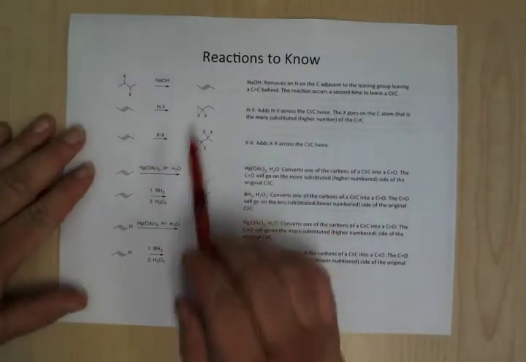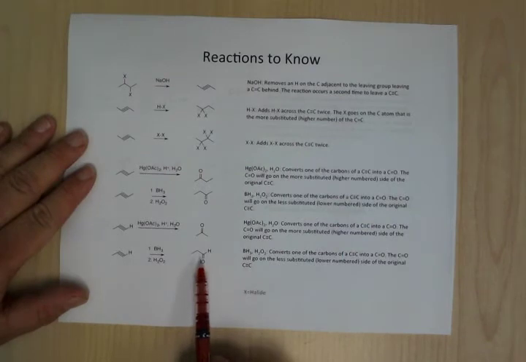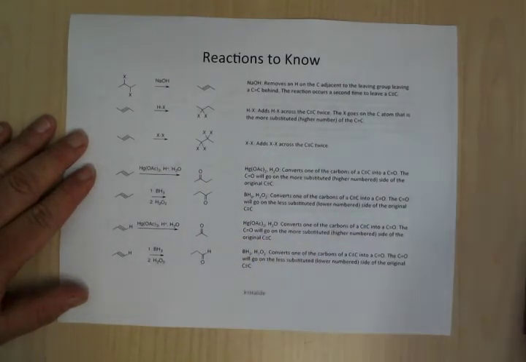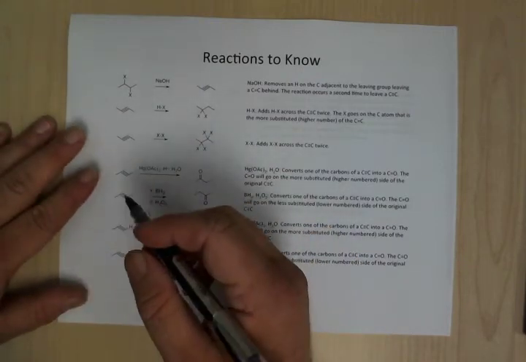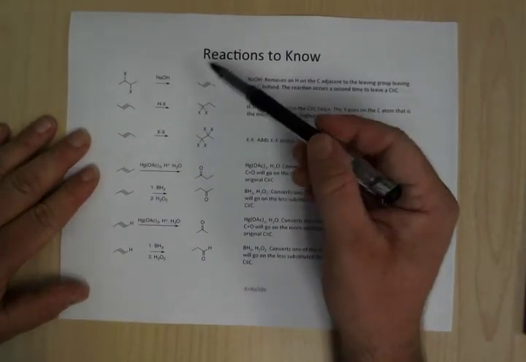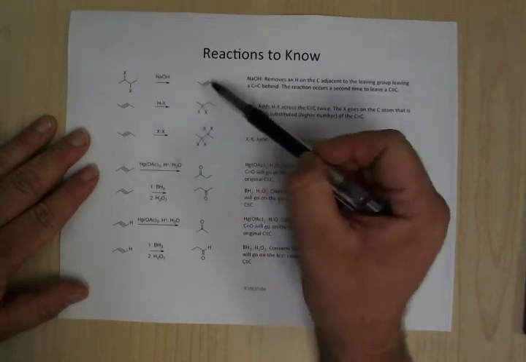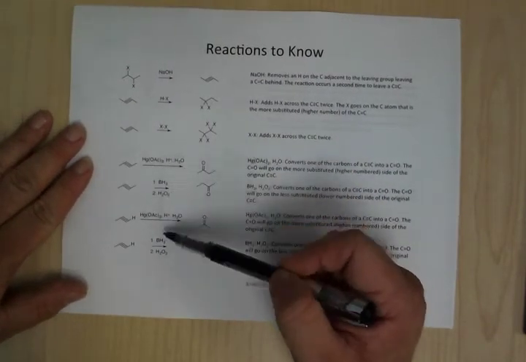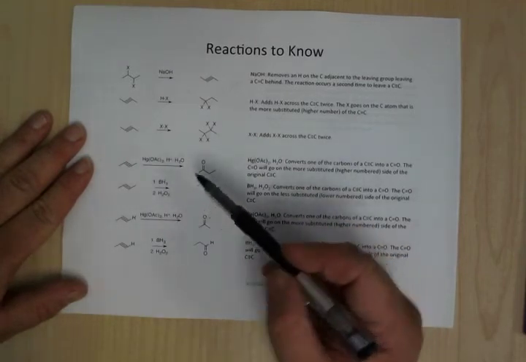So for the alkynes, for a lot of these things, they are just doing the alkene reaction twice. So here you're just doing the elimination twice. Again, we're going to add twice in here. But the oxymercuration and hydroboration, that's where it gets a little bit interesting.